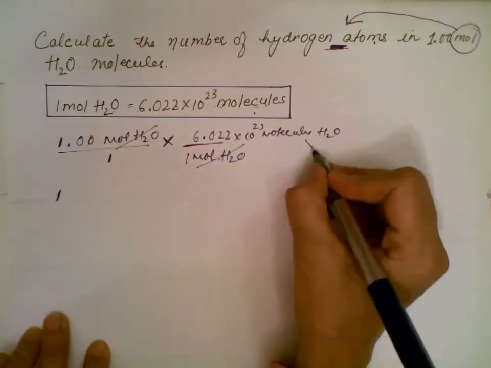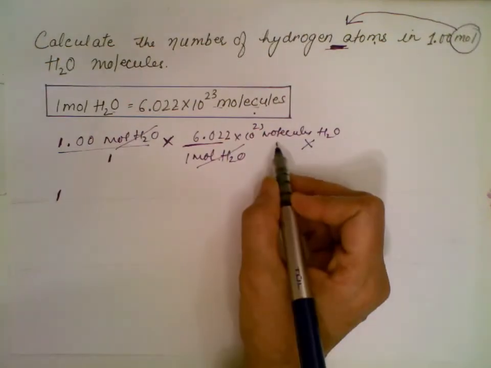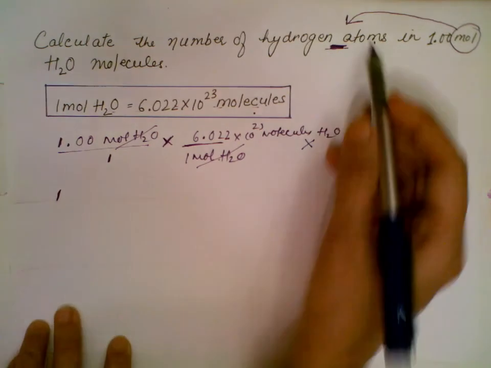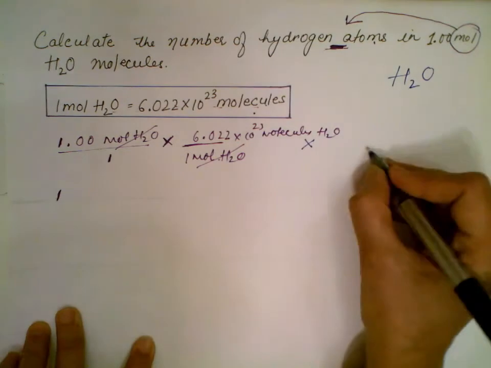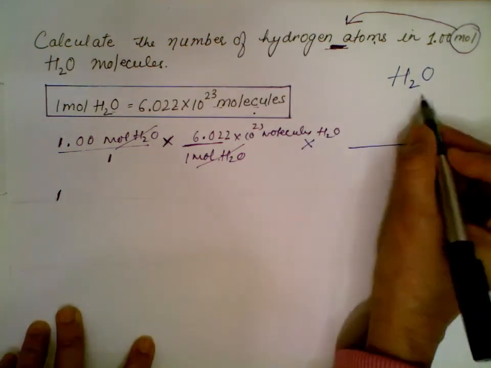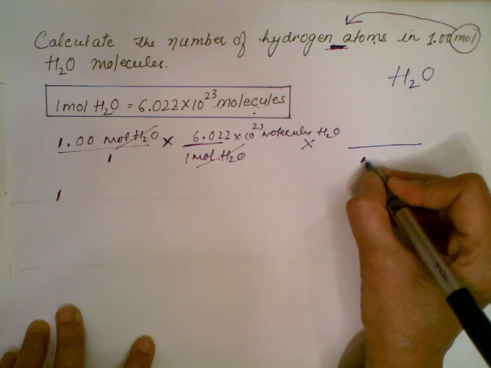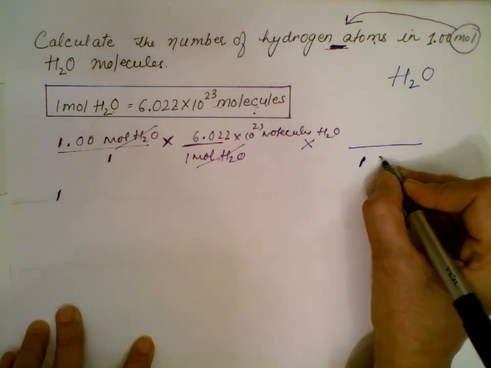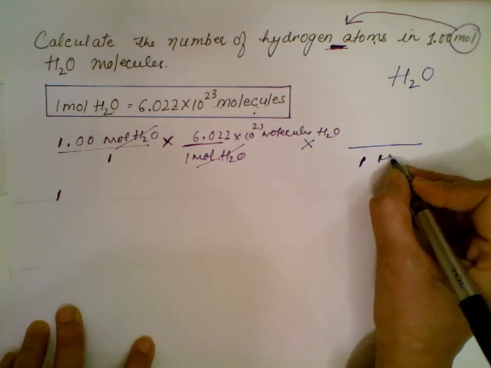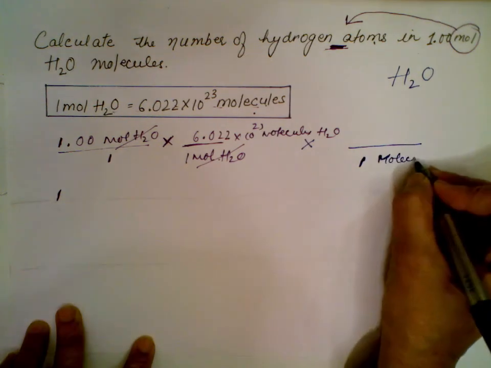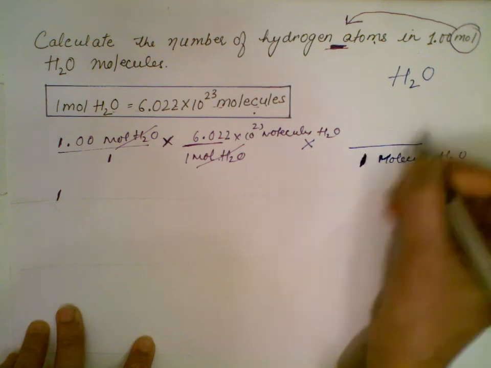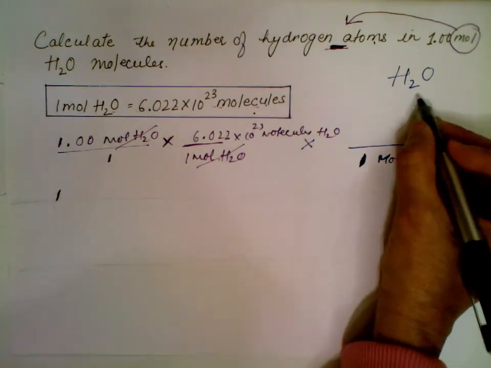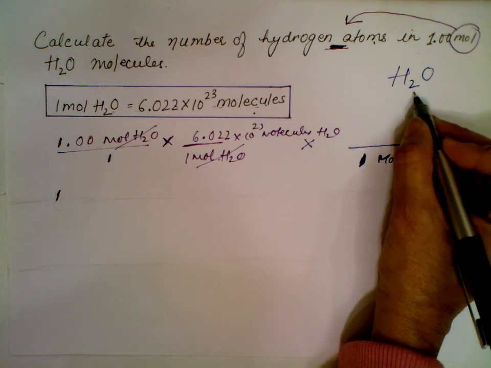And here, since they are not asking you for the molecules, they are asking you for the atoms, we need another ratio. Let's write here H2O. So here, 1 molecule of H2O, right? 1 molecule of H2O. So let's look at the ratio of atoms here. How much hydrogen is here, right? In 1 molecule of water.